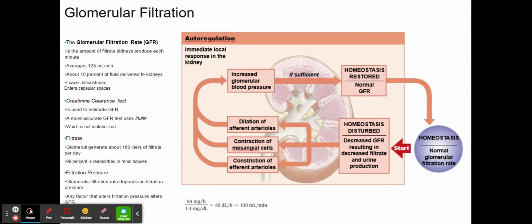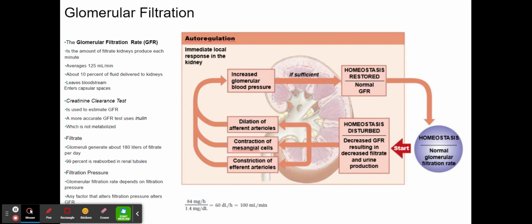Creatinine results from the breakdown of creatine phosphate in the muscle tissue and is normally eliminated in the urine. Creatinine enters the filtrate at the glomerulus and is not reabsorbed in significant amounts. By monitoring the creatinine concentrations in blood and the amount excreted in urine in a 24-hour period, a clinician can easily estimate the GFR. Consider, for example, a person who eliminates 84 milligrams of creatinine each hour and has a plasma creatinine concentration of 1.4 milligrams per deciliter.